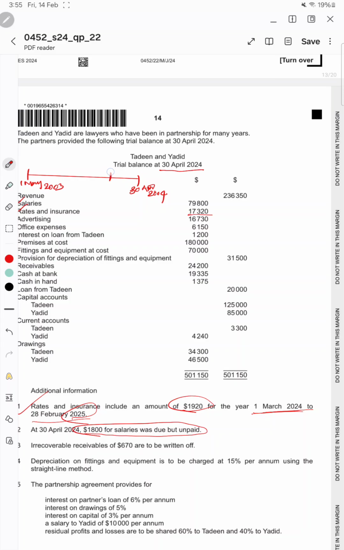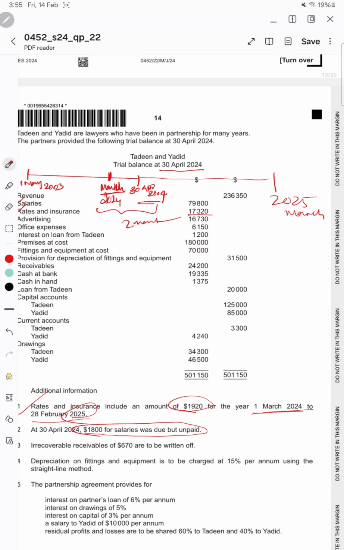We are starting from March onwards. Here we have a timeline for the financial year. March 2024: how many months are in this year? March and April, only 2 months in this year, and it is spread up to March 2025 next year. So this is for 1 year.